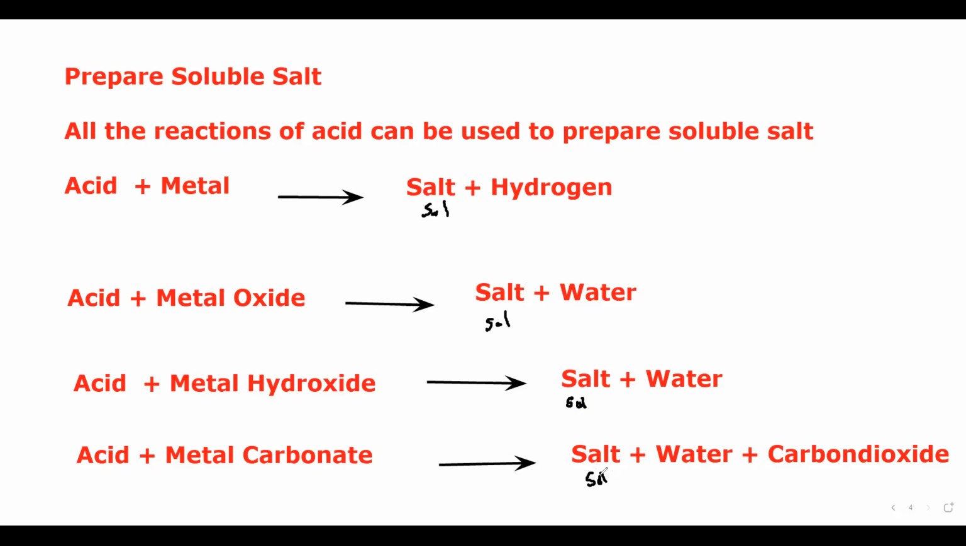So if you want to prepare a soluble salt, there are four ways to prepare it. Number one, we can react acid with metal. Number two, we can react acid with metal oxide. Number three, we can react acid with metal hydroxide. And number four, we can add acid with metal carbonate.